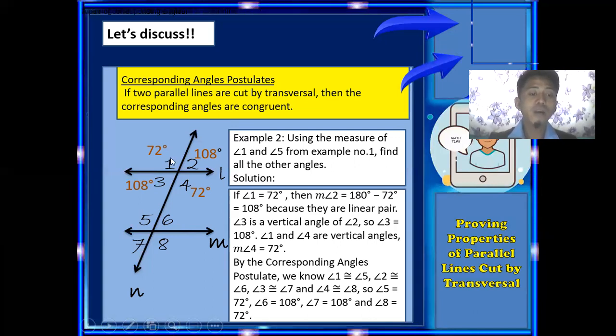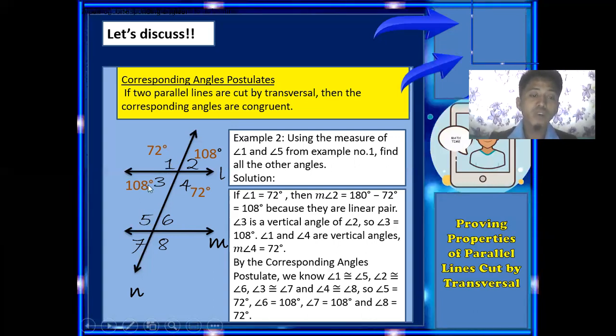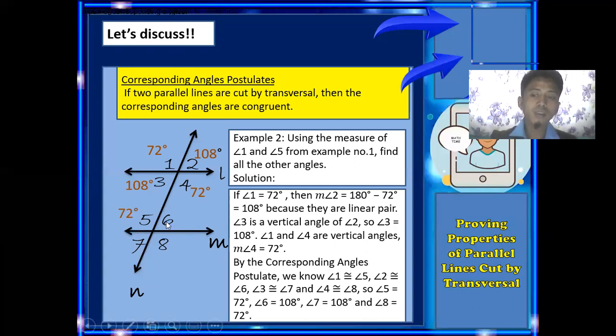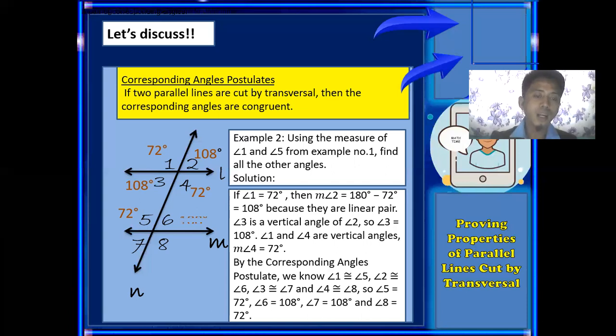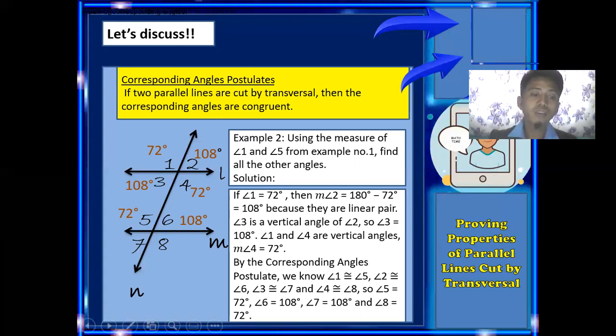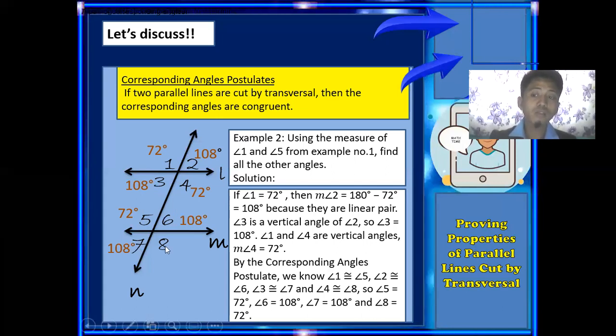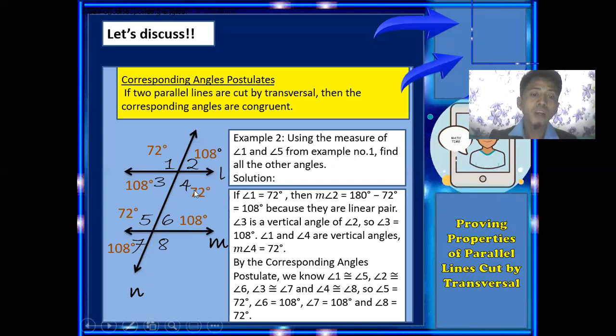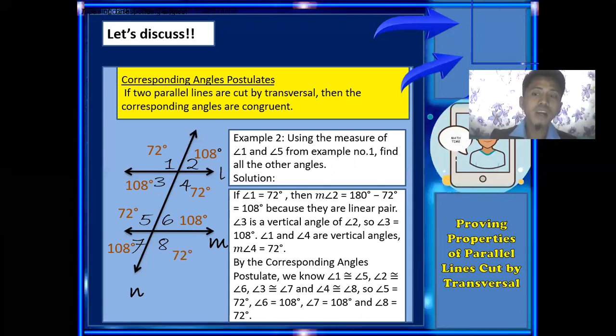For example, if angle 1 and angle 5 are corresponding angles, therefore they are the same in measure, which is 72 degrees. Angle 2 and angle 6 are corresponding angles, therefore they have the same measure, which is 108 degrees. Based on the corresponding angle postulate, angle 3 and angle 7 are corresponding angles, therefore they have the same measure, which is 108 degrees. And angle 4 and angle 8 are corresponding angles, therefore since angle 4 is 72 degrees, angle 8 is also 72 degrees. So do you have any question about this one?